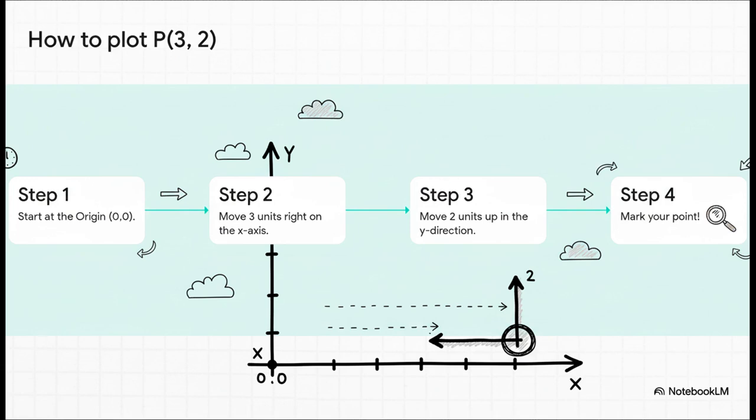Let's try to find a point together. How would we find P(3, 2)? Well, first we always start at the origin, right there in the middle at (0, 0). Okay, the first number is 3. That's our x number. So we move 3 steps to the right. 1, 2, 3. Great. The second number is 2. That's our y number. So from where we are, we move 2 steps up. 1, 2. And that's it. We put a dot right there. That's our point, P(3, 2).